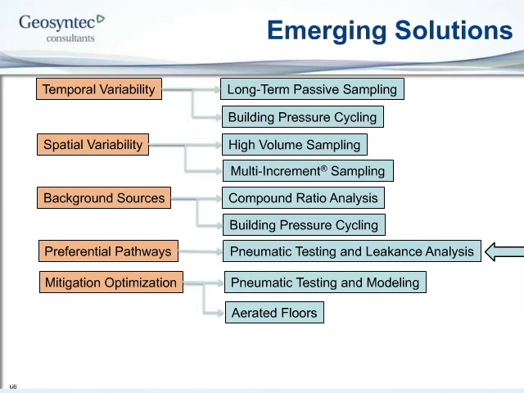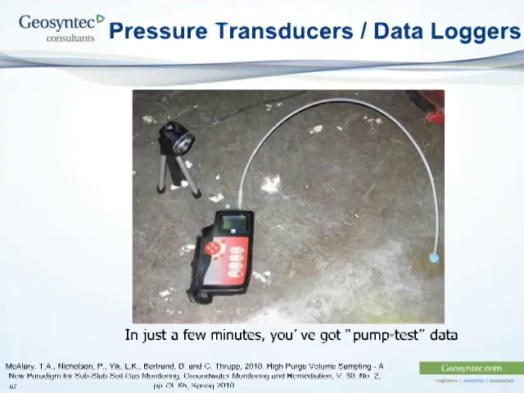The pneumatic testing and leakage analysis can be used to evaluate preferential pathways, particularly the amount of leakage across the floor slab, in much the same way as a groundwater pumping test analysis. You can use a pressure transducer and data logger to monitor the subfloor vacuum, and go forward.